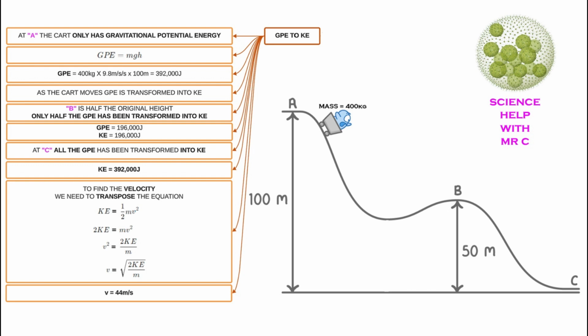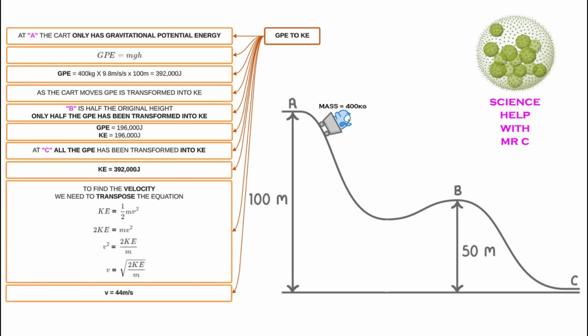And as the cart goes away from B and falls down the last bit of the hill to C, all of the GPE has been converted into KE. So the kinetic energy is 392,000 joules. Now to work out the velocity of the cart at C, we need to transpose the equation for kinetic energy. So remember KE equals a half mv squared. We need to isolate V.